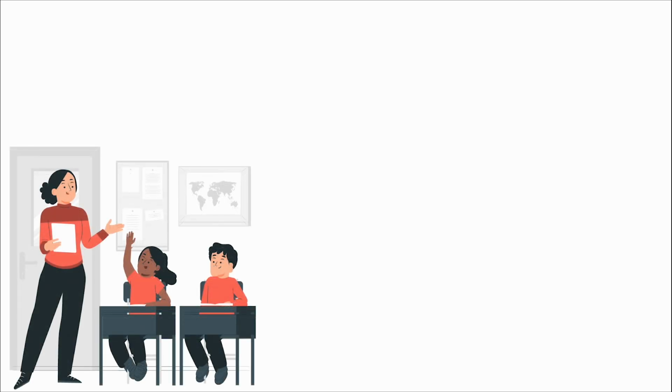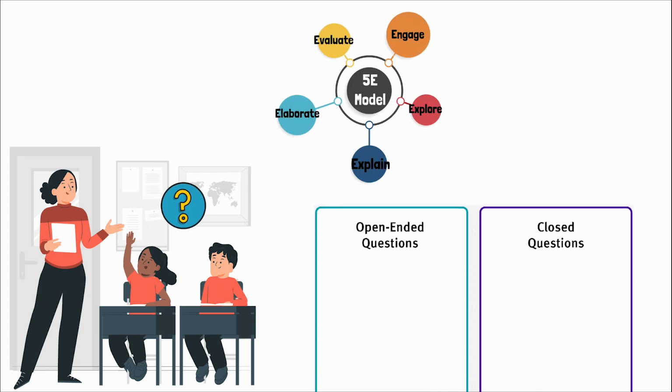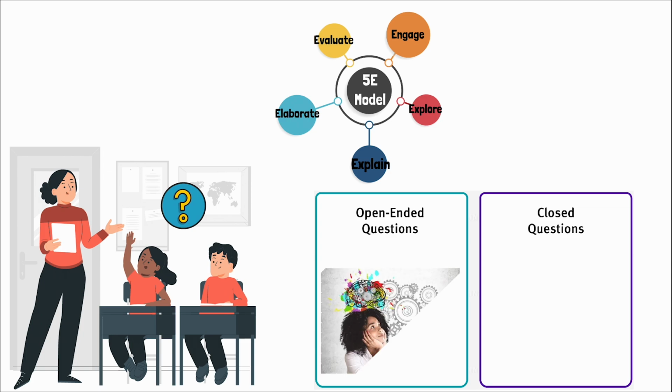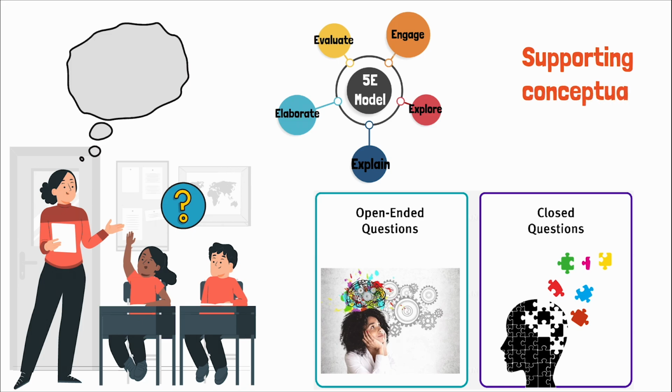Different types of questions are needed at different stages of the 5E model to move learning forward. Open-ended questions encourage deeper thinking and verbal development, while closed questions assess factual recall. Teachers' responses to questions guide learning and classroom discourse, supporting conceptual change.